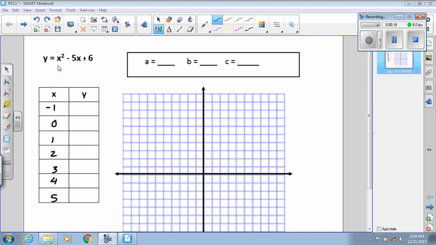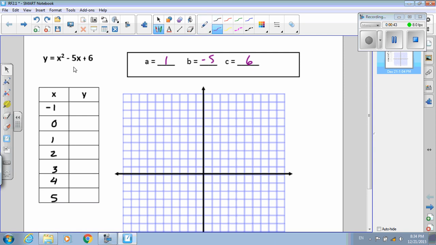In this case, the coefficient of my second degree variable is the coefficient right here. So there's 1x squared, so a would be 1. Here I have negative 5x, so negative 5 is the coefficient of my first degree variable, and 6 would be my constant, which is the number by itself. These values will come into play later on, but for now we won't be using them.